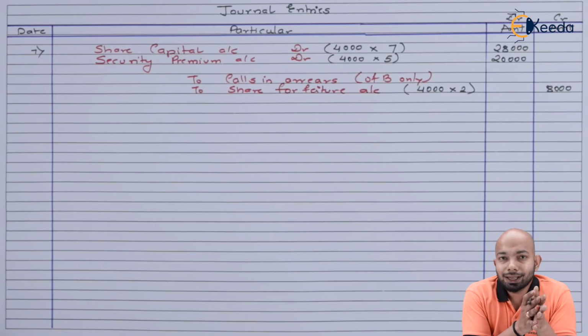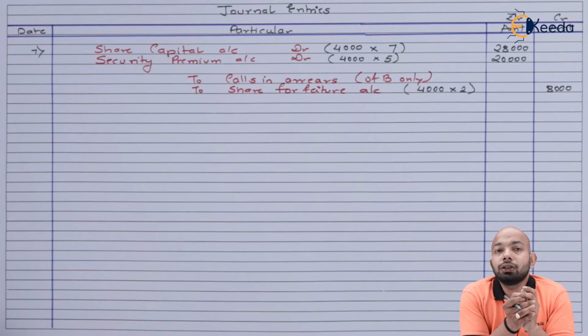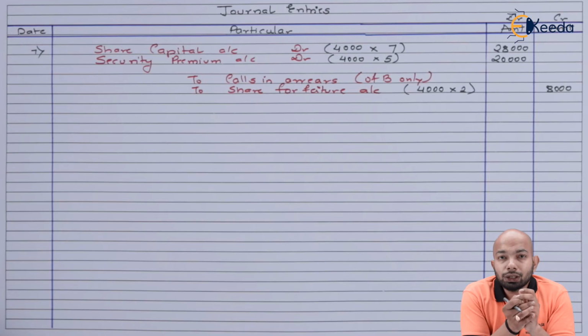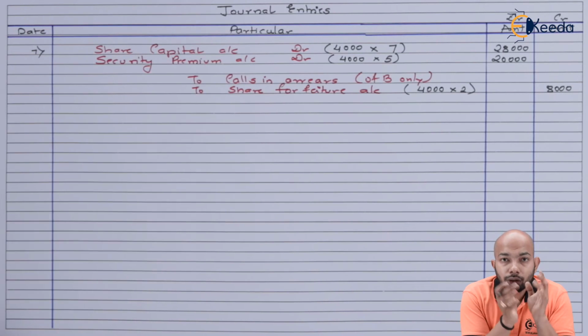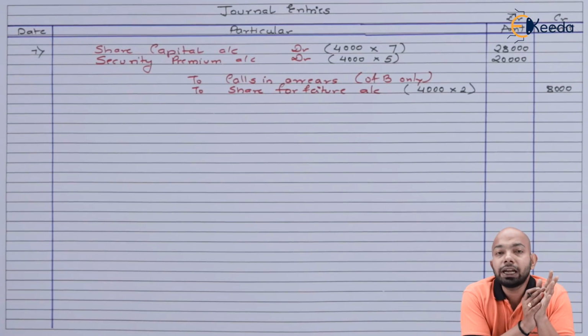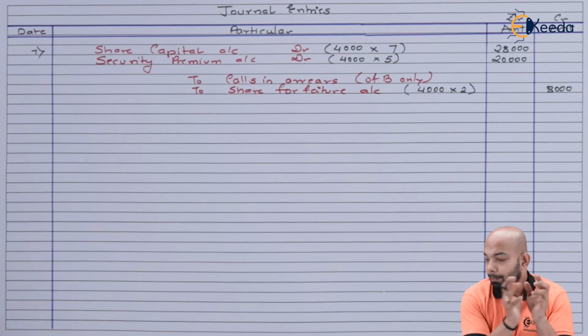So now the balancing figure will be the calls in arrears. Whatever calls in arrears are there will be related only to Mr. B. So Mr. B has failed on paying up the securities amount. That means the allotment and the first call. The total of allotment was rupees 6 and the total of first call was rupees 4. So 10 rupees he has failed to pay. So that will be 4,000 into 10, equivalent to 40,000 here.